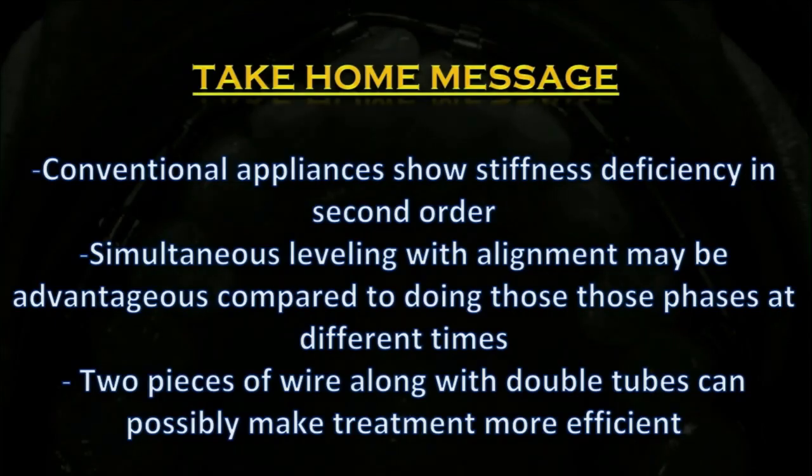And the take-home message is that conventional appliances show stiffness deficiency in second order, in the vertical. So simultaneously leveling with the alignment may be advantageous when we compare those two phases being done at different times. So in order to be more efficient, we're doing at the same time things that normally we do at 2 different periods of time. And 2 little pieces of wire, along with double tubes in the lower molars, can possibly make treatment more efficient. Nothing else.